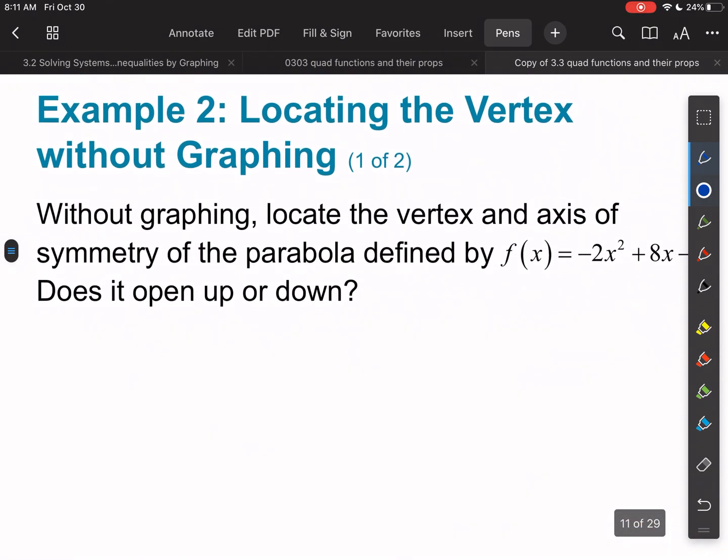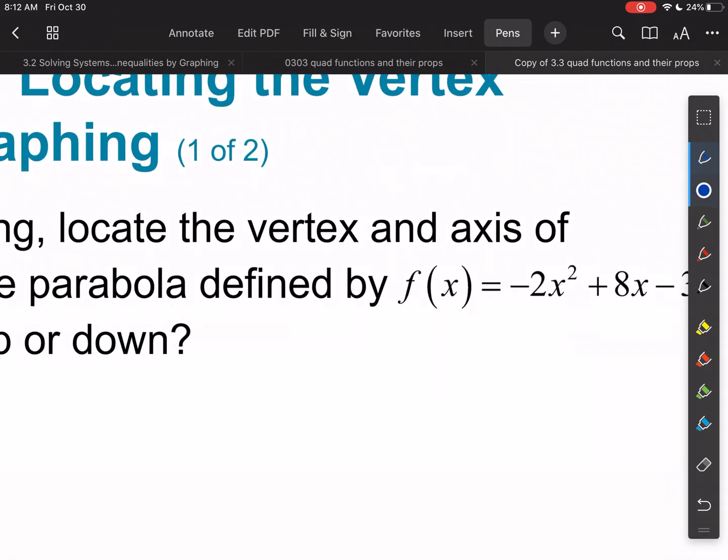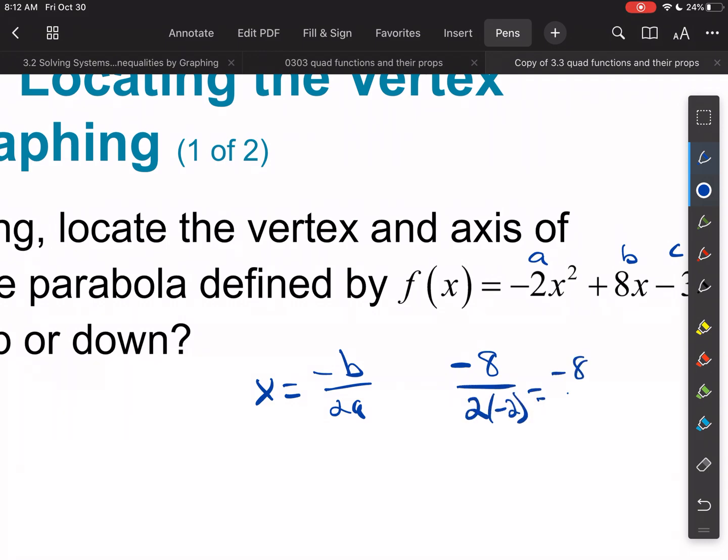All right, so here we go. Example 2, locating the vertex without graphing. All right, we can do that. We did it already in the first example. So to locate this, we are going to plug it into x equals negative b over 2a. My b value here is 8. So this is a, this is b, this is c. So I have negative 8 over 2 times negative 2. This is the same thing as negative 8 over negative 4, which last I checked was 2.